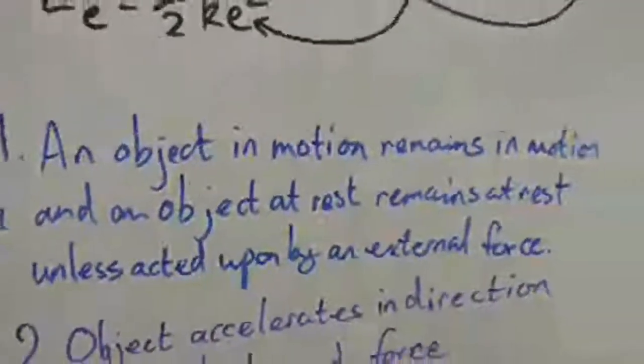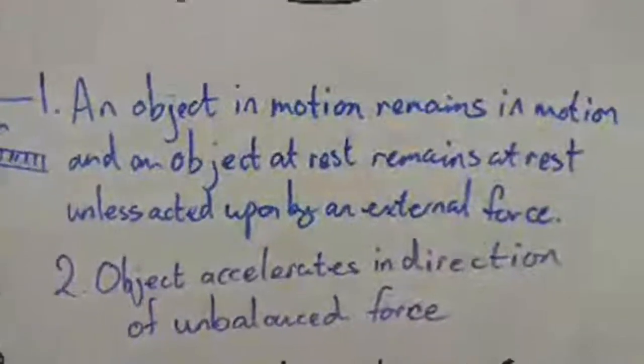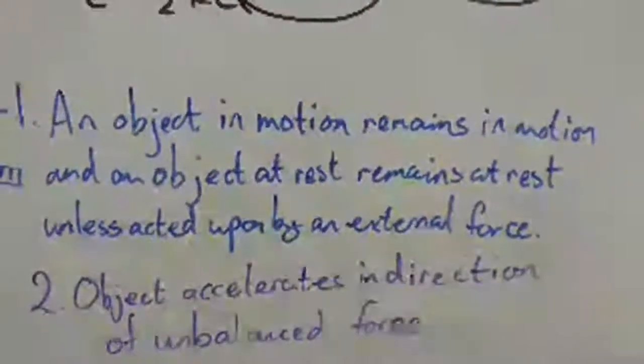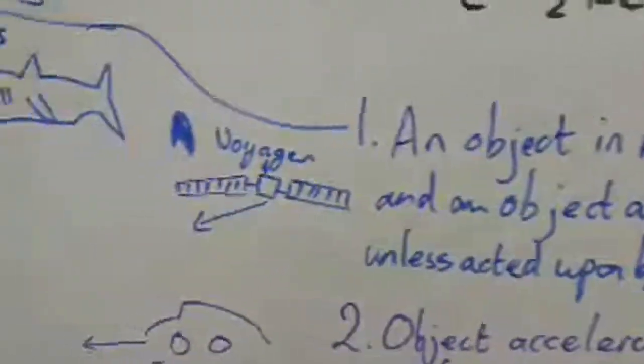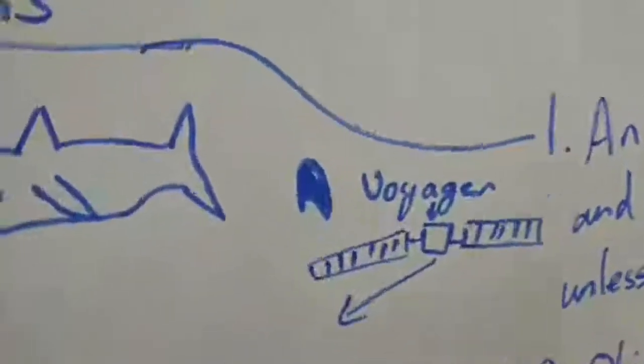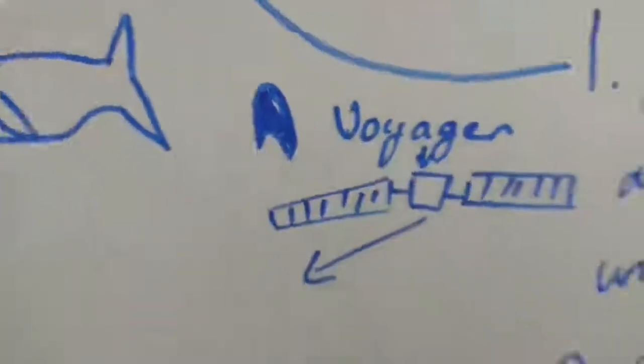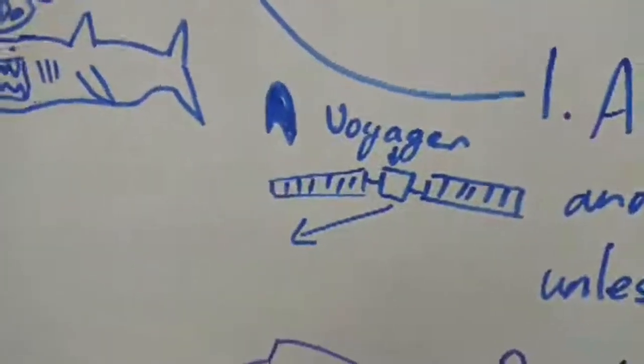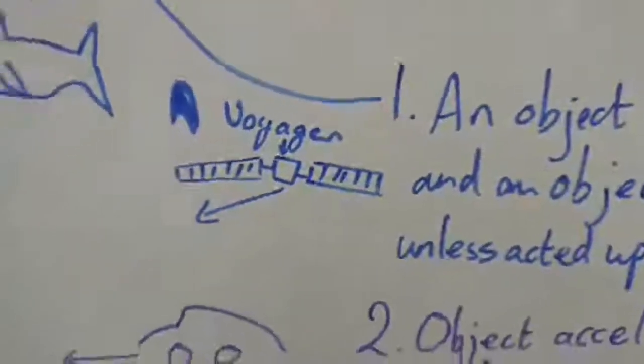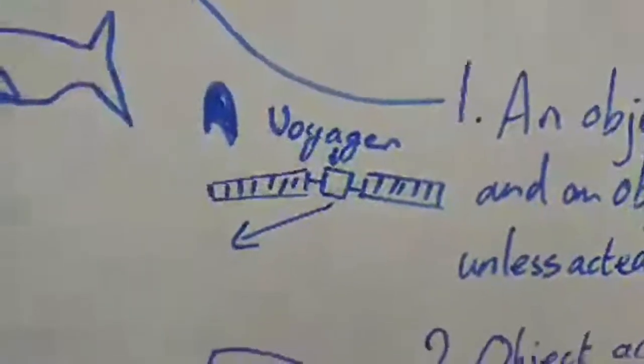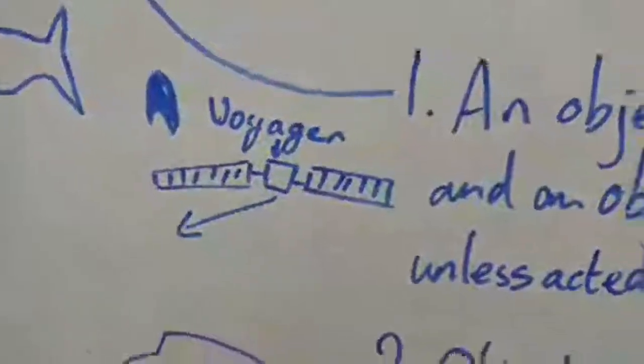An object in motion remains in motion, and an object at rest remains at rest unless acted upon by an external force. There's Voyager, bit of Star Trek for you. Voyager is a space probe that is continuing on its journey 40 odd years since it was launched. It's not got any fuel, it's carrying on the way it's going.